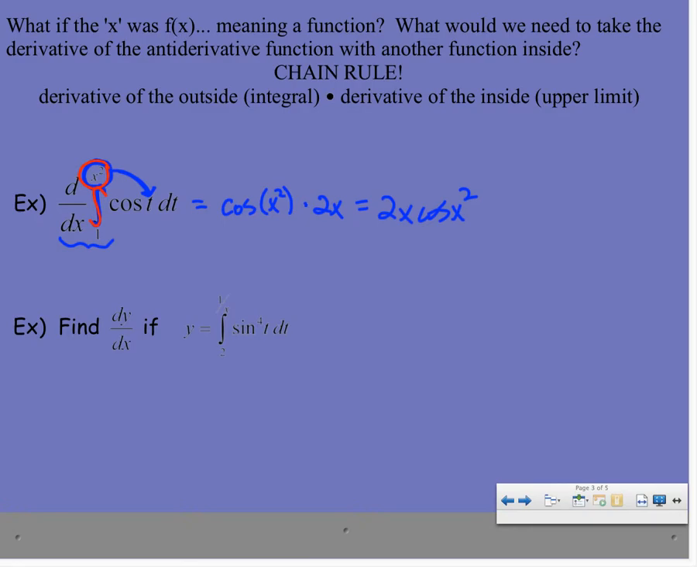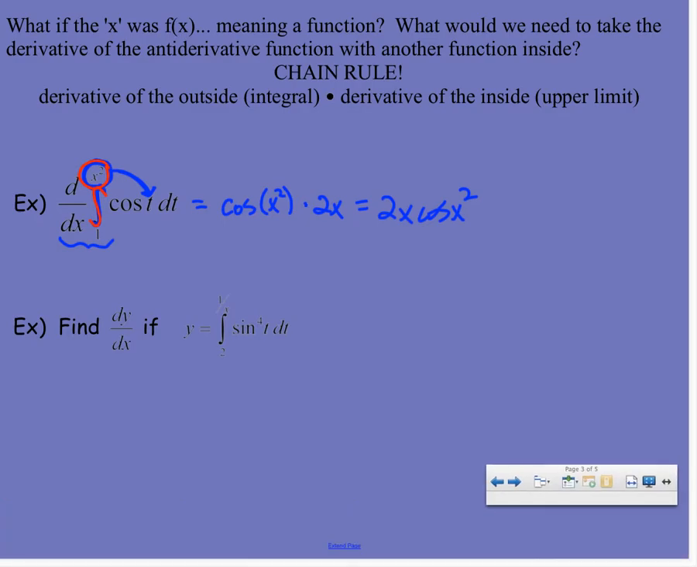This one is worded like that second one was. It's just saying, find dy dx if y is the integral of sine to the fourth of t dt from 2 to 1 over x. This is a 1 over x here. So you see how we have a function inside of our integral function. And it's asking us to take the derivative of it, isn't it?